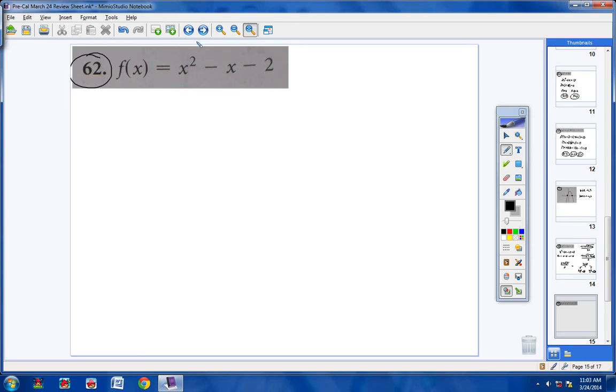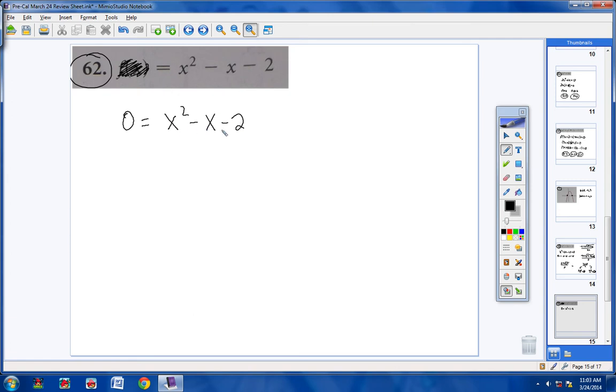Now on number 62, the directions ask us to find the zeros. Find the zeros. So if I'm finding the zeros, I'm really finding the x-intercepts. And if I'm finding the x-intercepts, I put 0 in for y. So I put a 0 there, and then I go ahead and solve this equation.